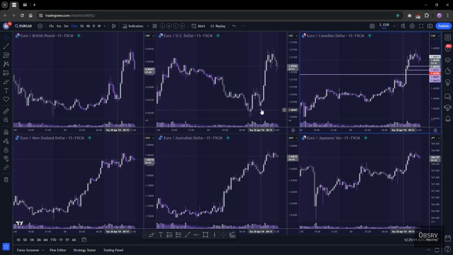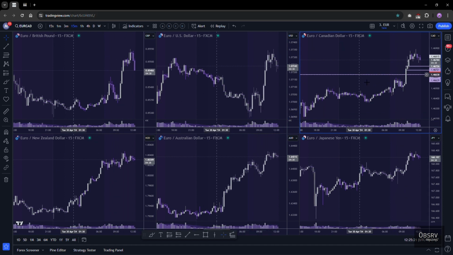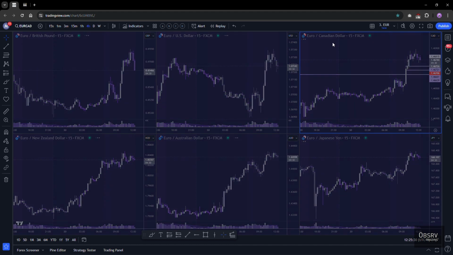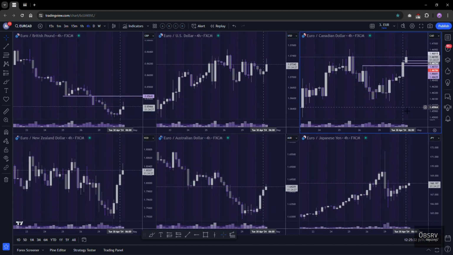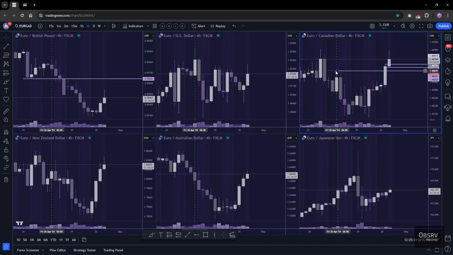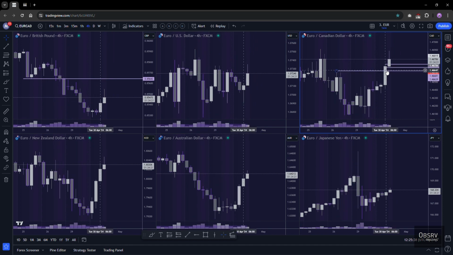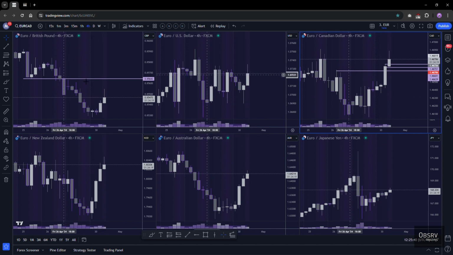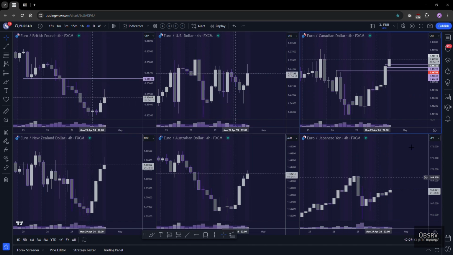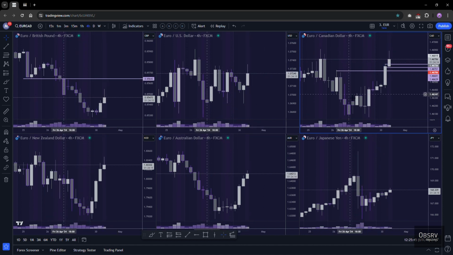I was only interested in EuroCAD, Euro USD maybe as well, but the other pairs weren't really breaking any areas. However, on EuroCAD, we can see that we broke through this seller and we held above. However, we didn't really do much on the other charts, so the only one I was focused on was EuroCAD.